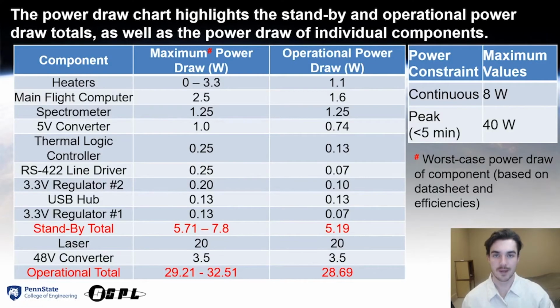OASIS conforms to the power constraints laid out by the Big Idea Challenge as shown in this power draw breakdown. The payload will maintain a continuous power draw of 5.19 watts and an operational power draw of 28.69 watts for less than 5 minutes while the laser is activated. Variations in total power draw arise from the possible power draw of the heating system, but will never be reached in practice due to the payload's thermal design.